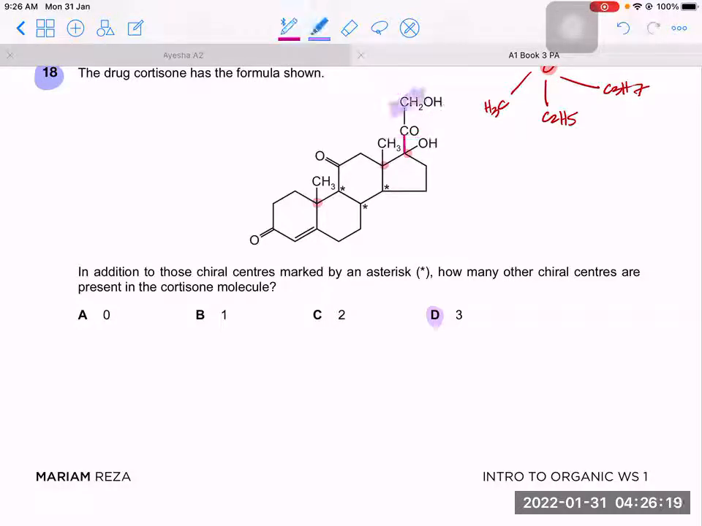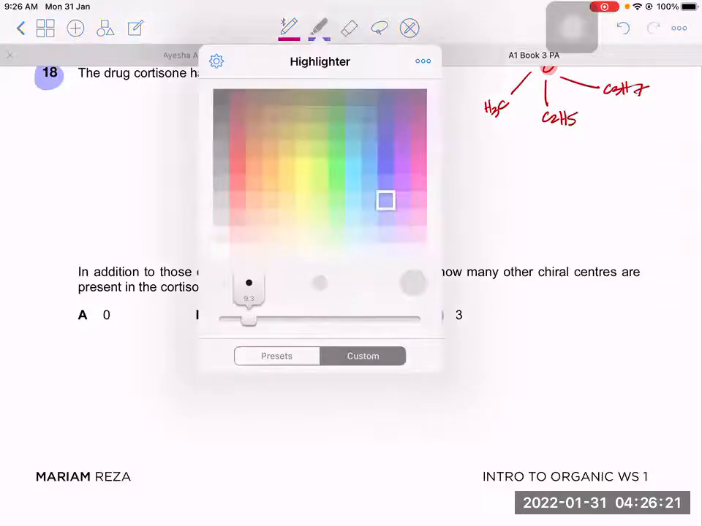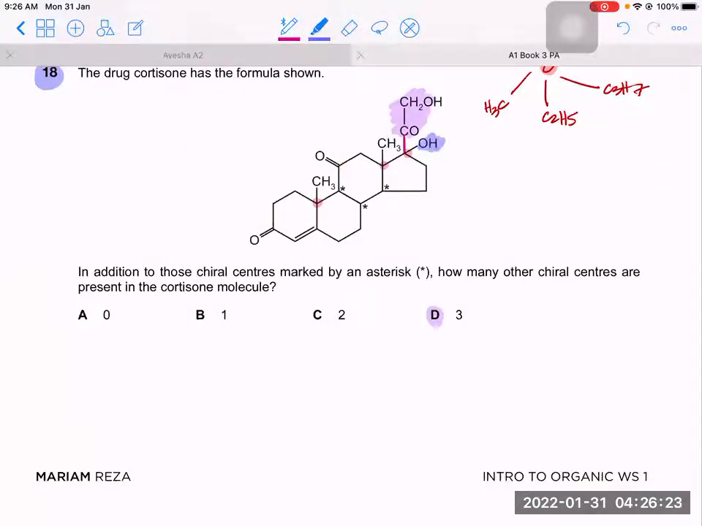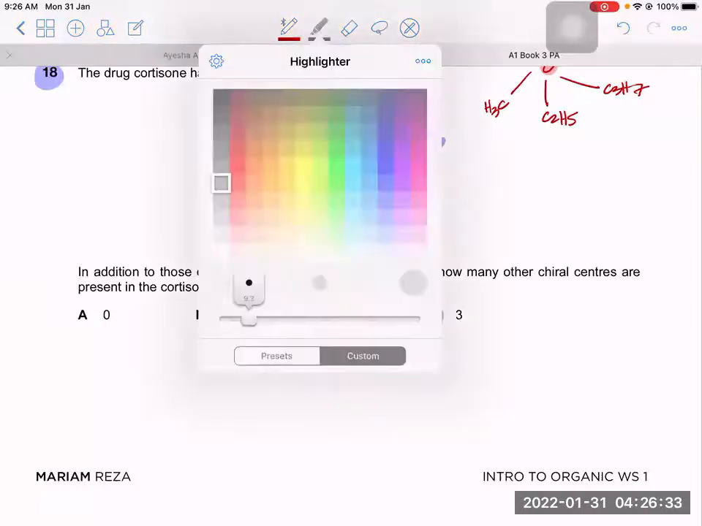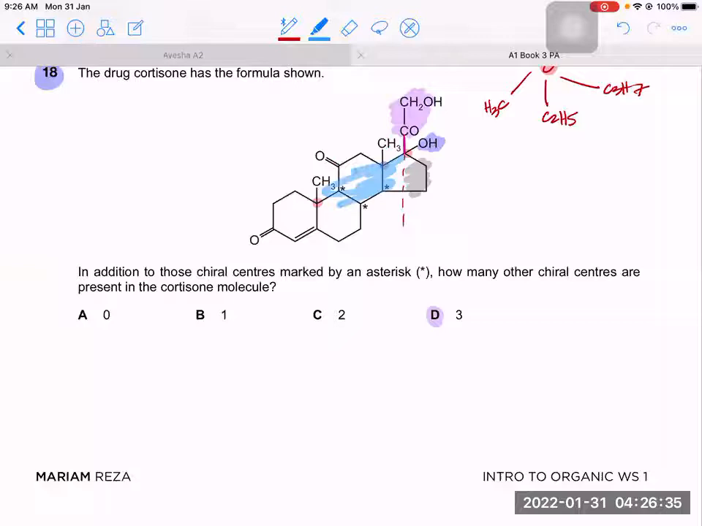Let me highlight it. So one is all of this. One is an OH. And then you have this bond and this bond. So between these two, we will make a line of symmetry. And you can see this stuff is very different from the rest of this. Do you see all 4 bonds are different? So this is chiral. Yes?